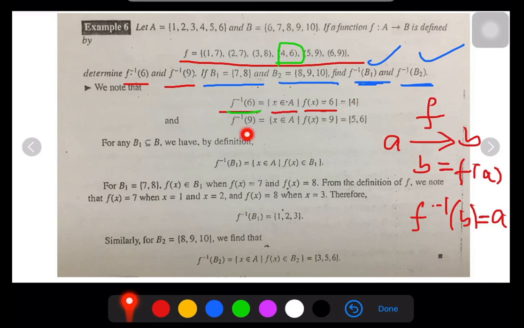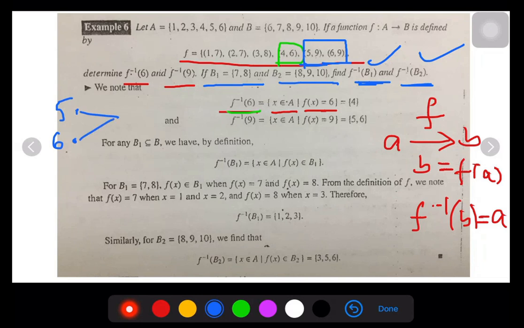In a similar way, f inverse of 9 has to be computed. Compute that also. f inverse of 9: where is the element 9 in the second position? Yes, in these two pairs it is there. So it looks like 5 and 6 are mapped to 9. So you are trying to find f inverse here. f inverse of 9 includes 5 and also 6. There are two elements, so 5 and 6.